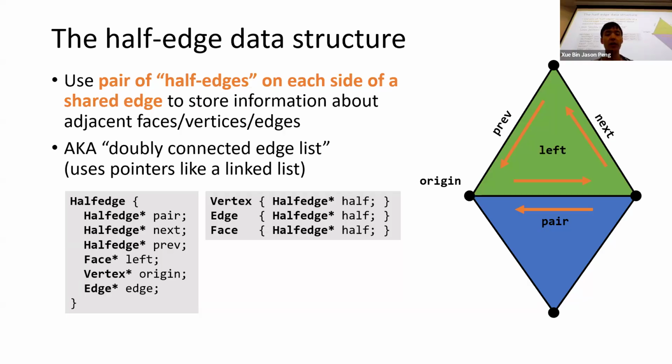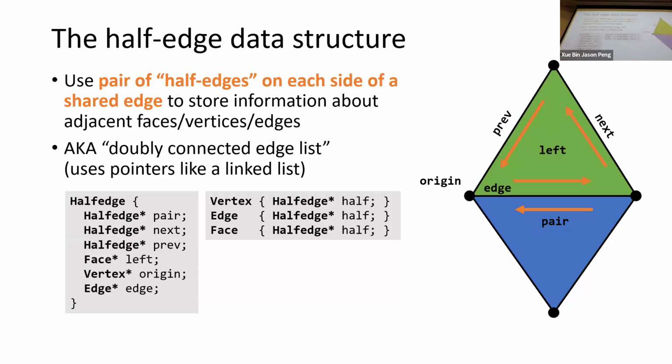And then finally, each half edge is going to store a pointer to the edge that it belongs to. So for this horizontal half edge, it's going to store a pointer to the horizontal edge that it was constructed from. Okay. So the half edge data structure contains a bunch of pointers to other half edges and other vertices, faces, and edges that the half edge is connected to.